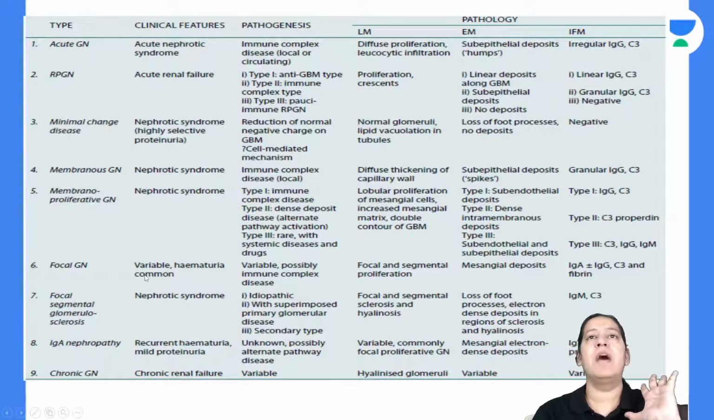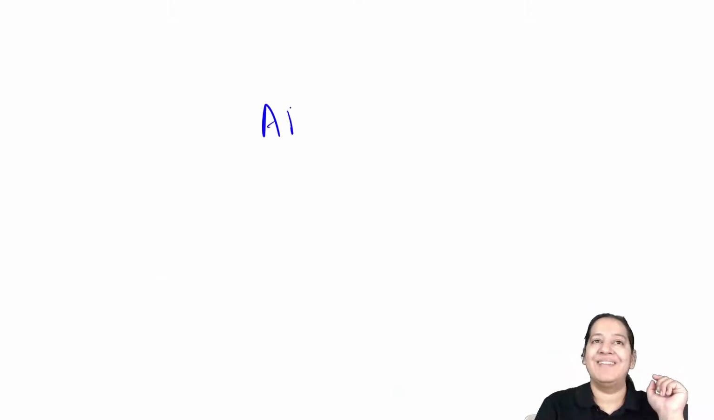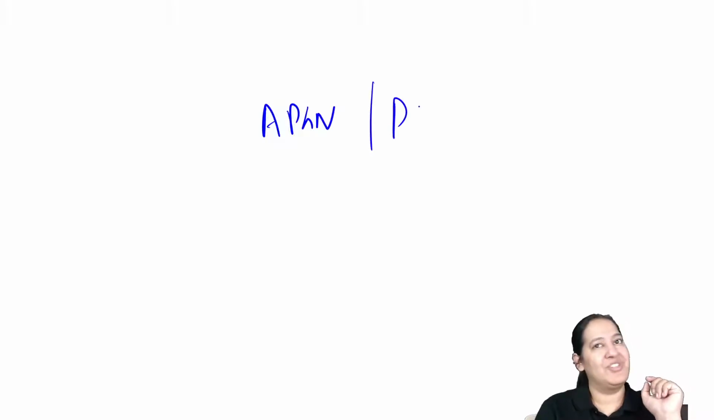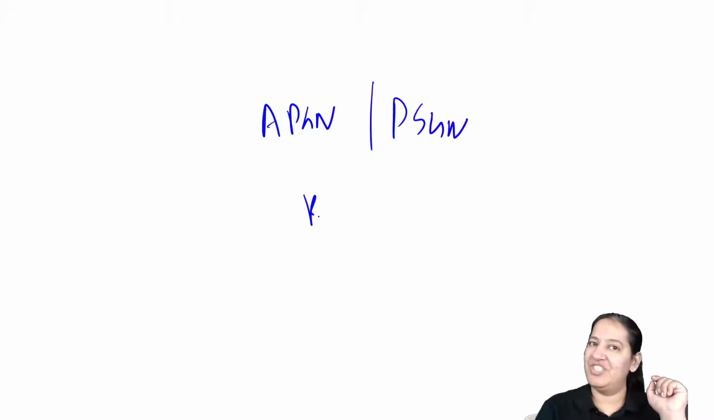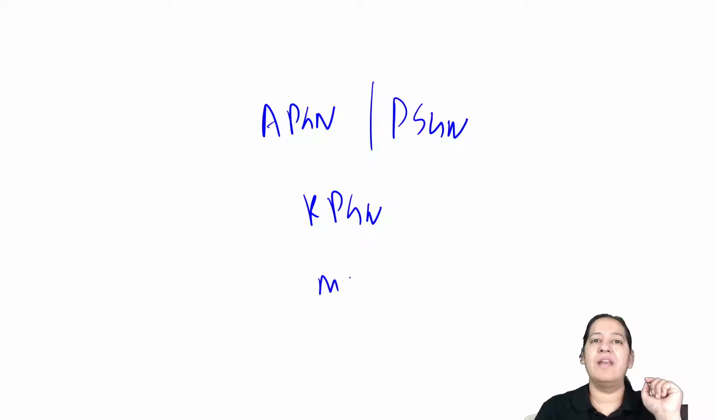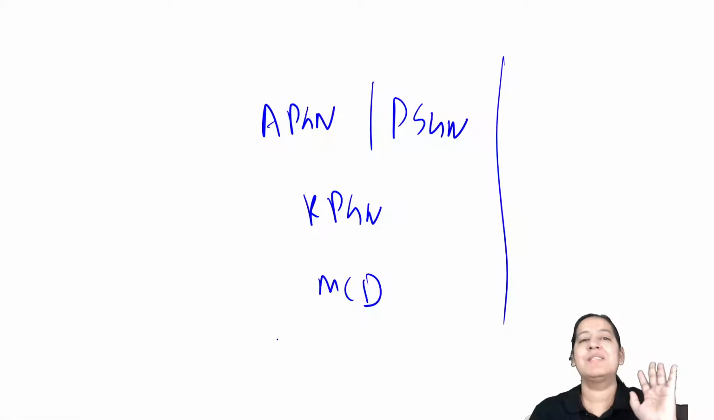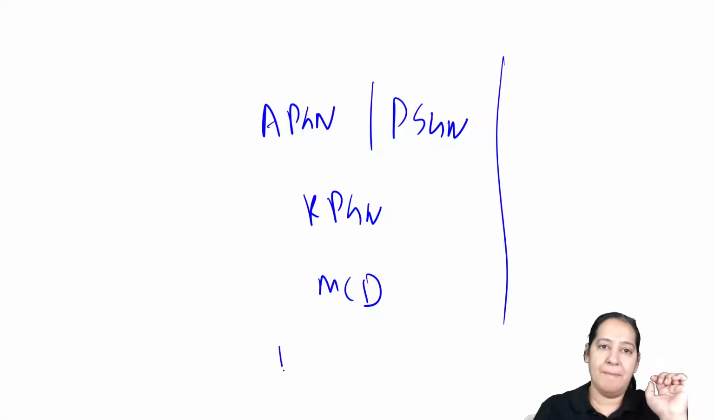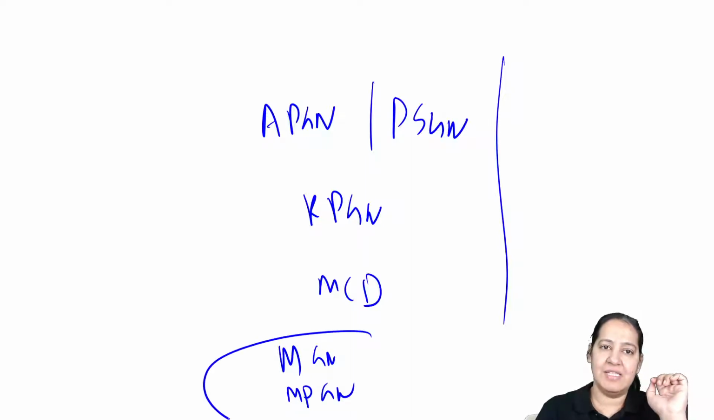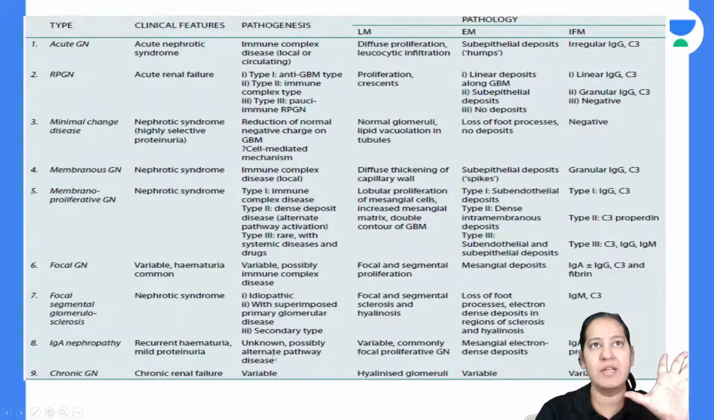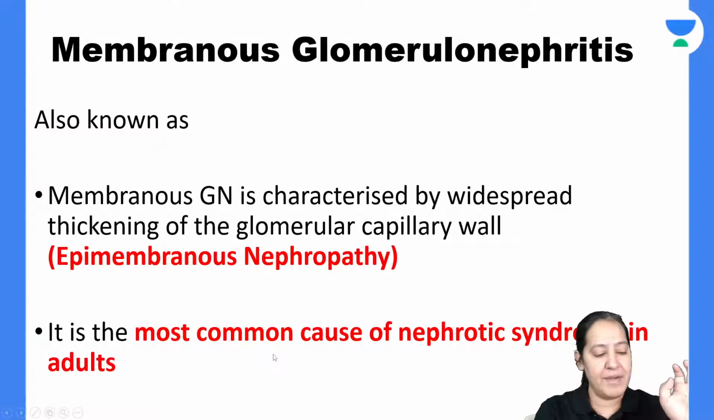Okay, so I'm done with three till now. Till now, we have done APGN, that is PSGN, we have done RPGN, and we have done MCD. You know the etiopathogenesis, you know the age, you know the nephrotic features, you know everything about them. Let me start the fourth and fifth together: membranous and membranoproliferative glomerulonephritis. I will take these two together, so five will be done. Let me start with membranous.